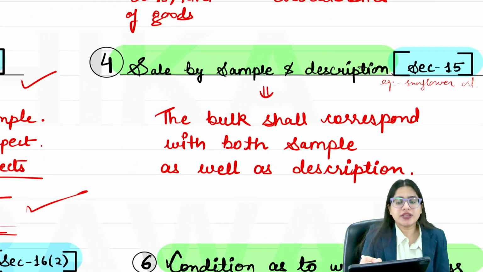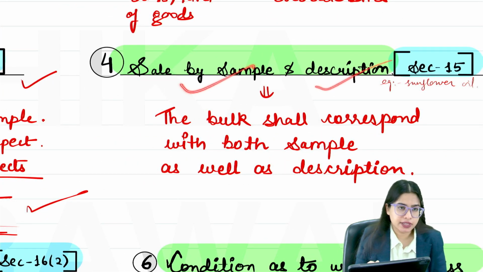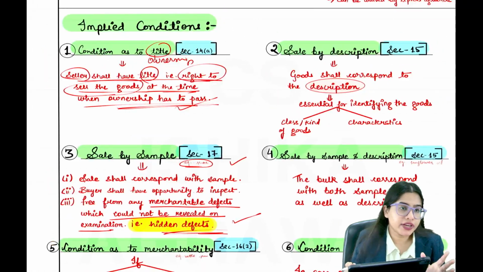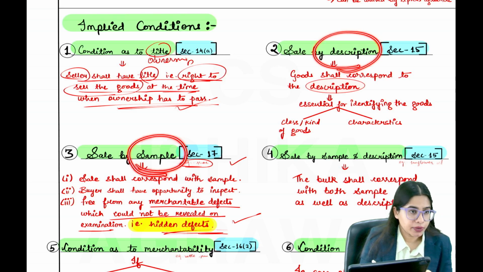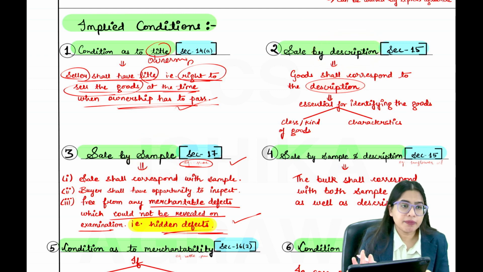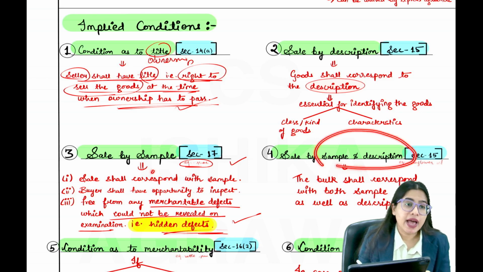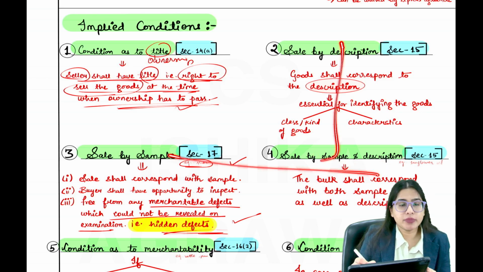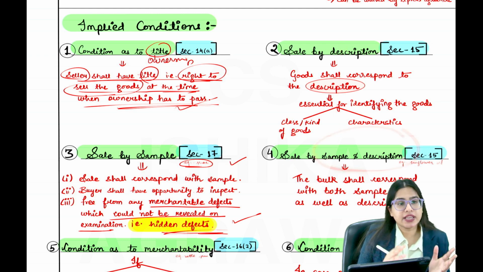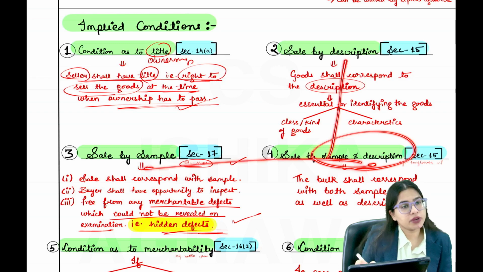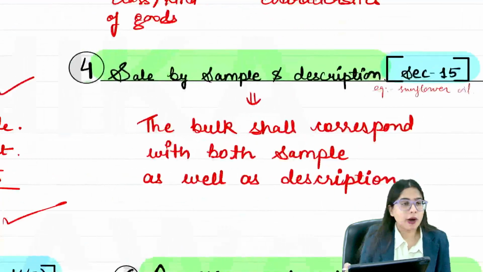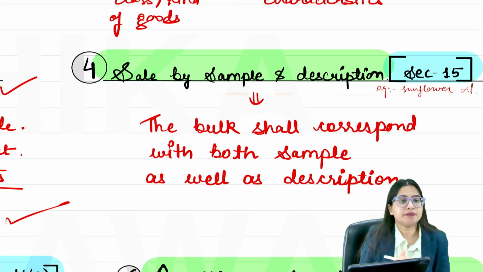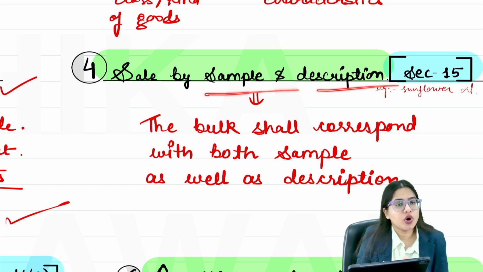So the fourth topic is similar, easy only: sale by sample and description. Now guys, we have already done sale by description and we have already done sale by sample. Sale by description is a separate implied condition, sale by sample is a separate implied condition. Now sale by sample and description is a combination of both. Are you understanding? So what do we mean by sale by sample or description?